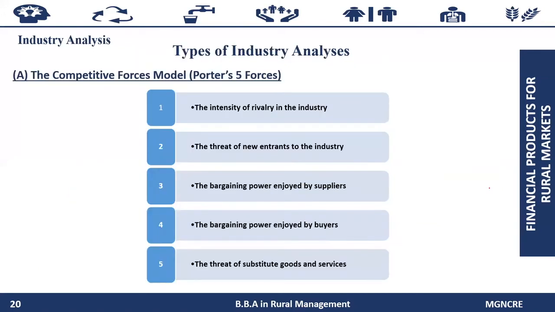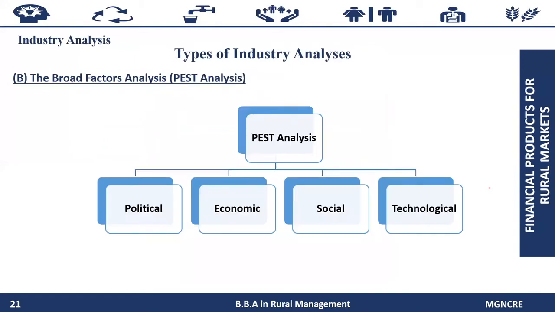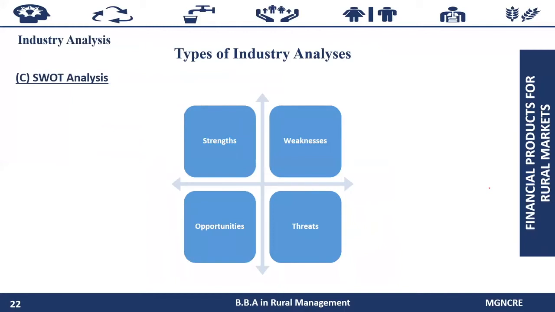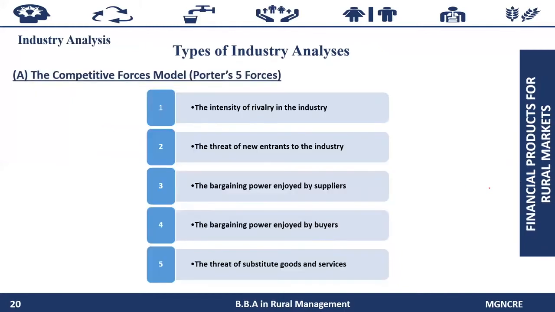Next, let's talk about the types of industry analysis. So there are three types of industry analysis. First is the competitive forces model. Next is the broad factor analysis, PEST analysis. Then lastly, SWOT analysis. So firstly, let's talk about the competitive forces model. In this model, these are the 5 forces which need to be considered.